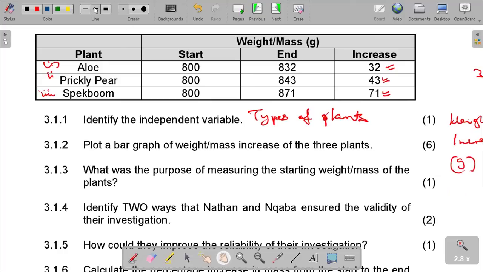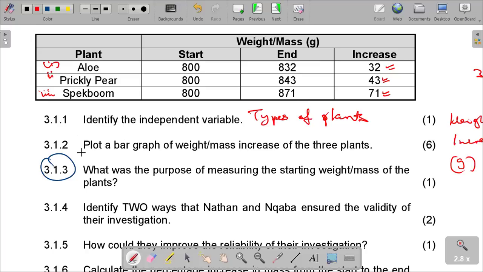The next question is saying, what was the purpose of measuring the starting weight of the plants? Why do we measure the starting weight of the plants? What was the purpose? This is because we need to know the increase of weight at the end.